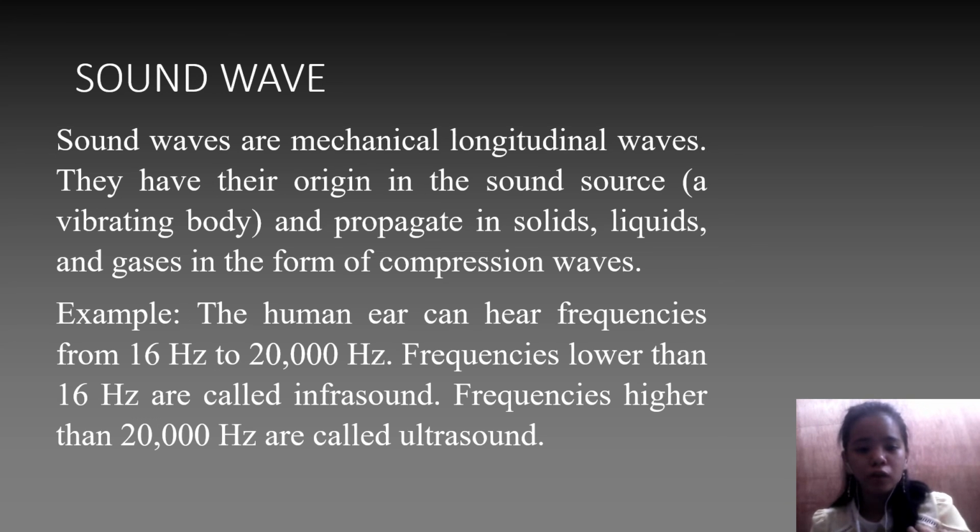Sound waves. Sound waves are mechanical longitudinal waves. They have their origin in the sound source and propagate in solid, liquid, or gas in the form of compression waves. For example, the human ear can hear frequencies from 16 Hz to 20,000 Hz. Frequencies lower than 16 Hz are called infrasounds. Frequencies higher than 20,000 Hz are called ultrasounds.